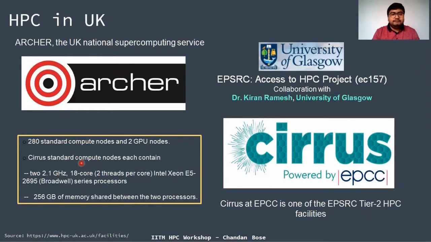The second HPC system that I use belongs to the UK National Supercomputing Service Archer, and as part of our EPSRC project, I have access to the tier 2 facility Cirrus, which has 280 standard compute nodes and 2 GPU nodes. A Cirrus standard compute node contains 2.1 GHz 18 core and 2 threads per core Intel Xeon processor and 256 GB of memory shared between 2 processors.